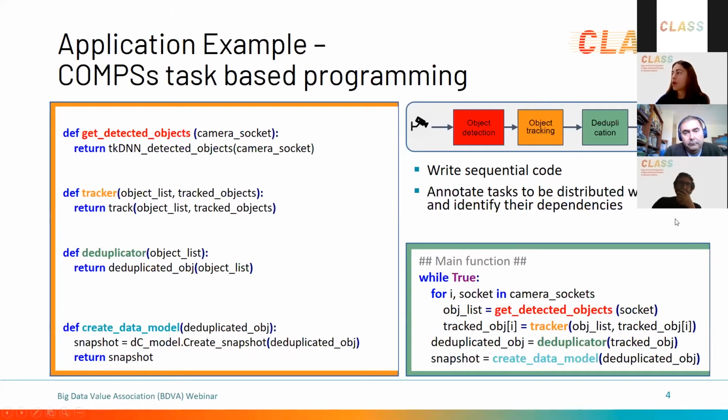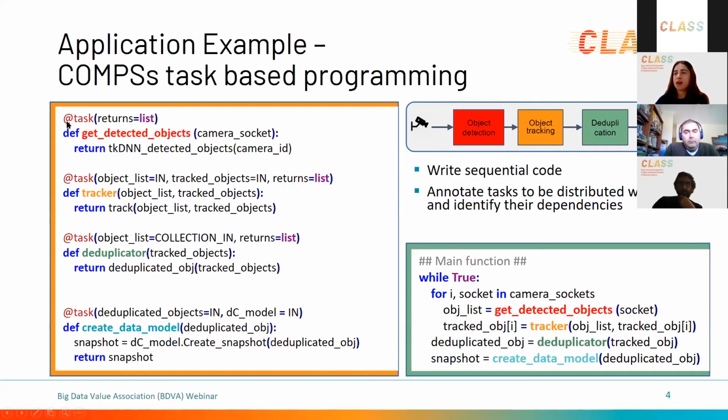Well, with COMPSs, we only need to add the task decorator and declare the different dependencies. For instance, if we go back to the function declaration, we add this decorator, and for the tracker, we note as a dependency the input of objects detected by the deep neural network and the objects tracked in the previous frame. And then if we have multiple trackers tracking the information from frames corresponding to the same time slot, we need this whole collection of detected and tracked objects to be entered into the deduplicator.